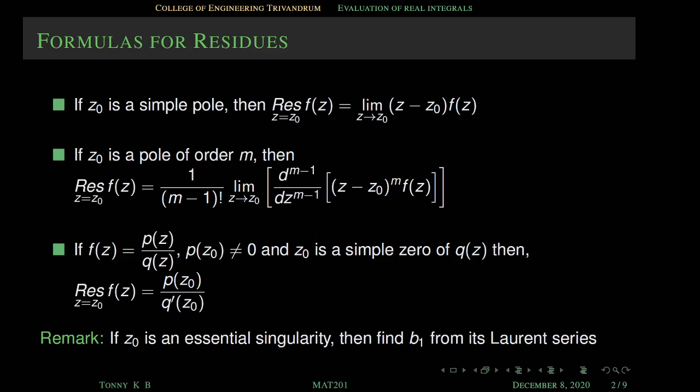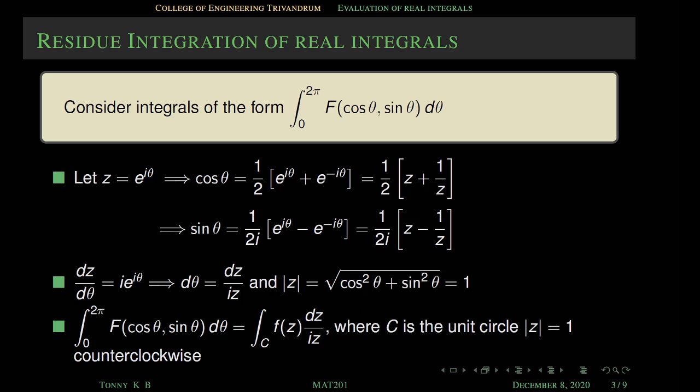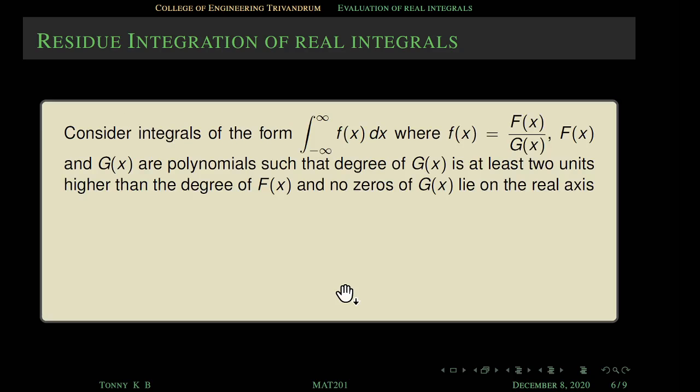Namaskaram. In the last class, we discussed evaluation of real integrals of the type integral 0 to 2 pi f of cos theta, sin theta d theta. In this session, we will consider a real integral of the type integral minus infinity to plus infinity f of x dx, where f of x is a ratio of two polynomials, capital F of x by g of x. And there is a restriction on the degrees of these two polynomials. The degree of g of x is at least 2 units higher than the degree of f of x, and no zeros of g of x lie on the real axis.